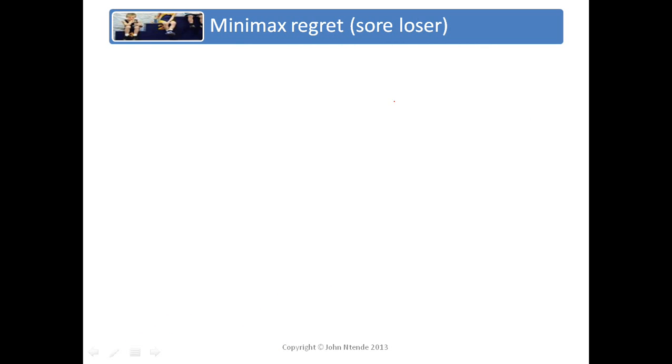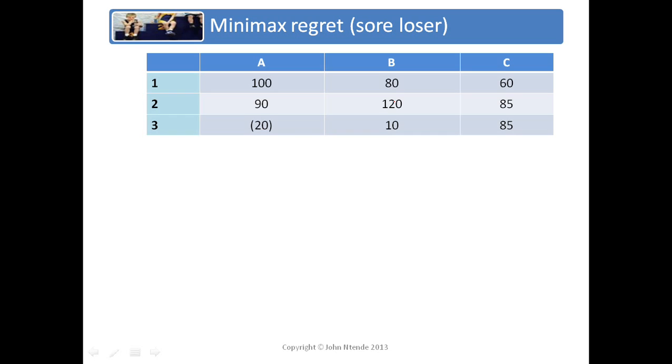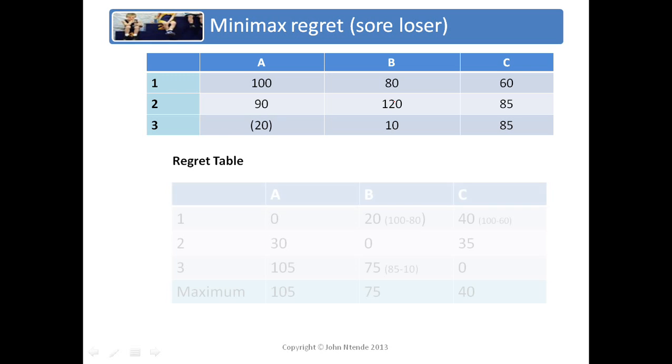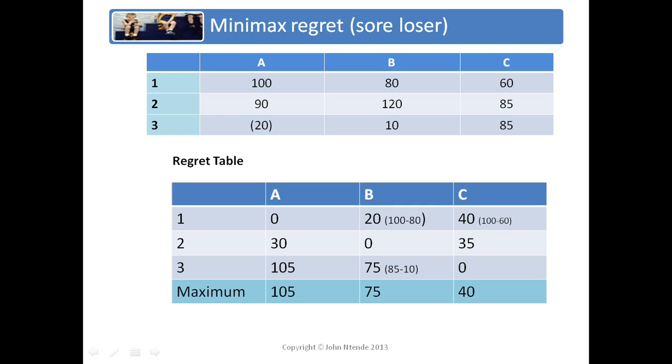Then we look at something called minimax regret. This one is someone who is usually referred to as a sore loser. So this person doesn't want to take a decision and then feel bad for not having made the best decision. The easiest way to illustrate this is using an example. Same payoff table. In this case now we need to compute something called a regret table.